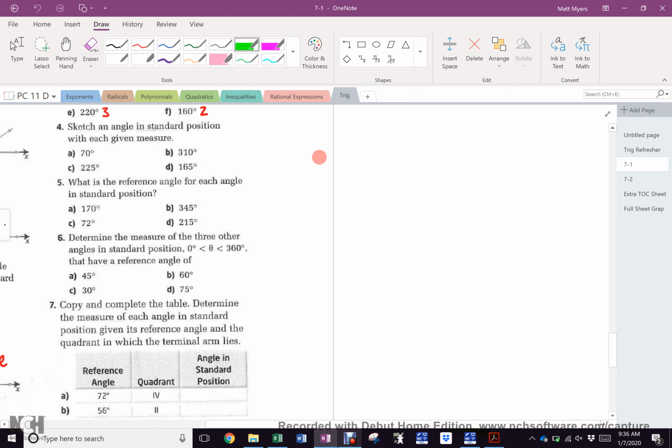Wanted to see the right answers here. So, A would have been in quadrant 1, B would have been down there, C would have been in quadrant 3, and D would have been in quadrant 2. Reference angle, 10, 15, 72, and 35.